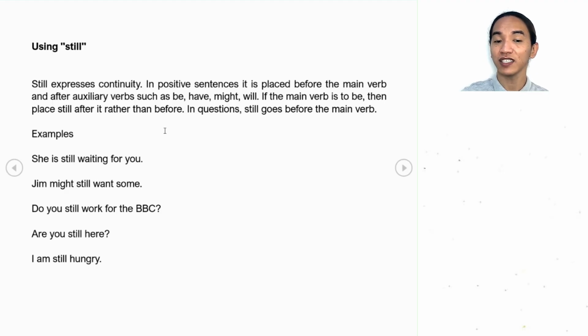Still expresses continuity. In positive sentences, it is placed before the main verb and after auxiliary verbs such as be, have, might, will. Example: She is still waiting for you. They might still want some. Do you still work for BBC? Are you still there or here? I'm still hungry. So please take note, still means continuity, and its position is before the main verb and after auxiliary or helping verbs.